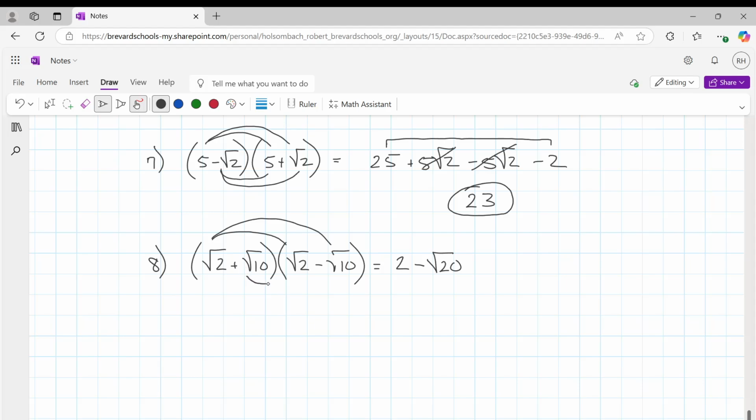Positive radical 10 times positive radical 2, that's positive radical 20. And then positive radical 10 times negative radical 10 is negative 10. The radicals in the middle cancel. And we end up with 2 minus 10, which is negative 8. And that completes your study guide.